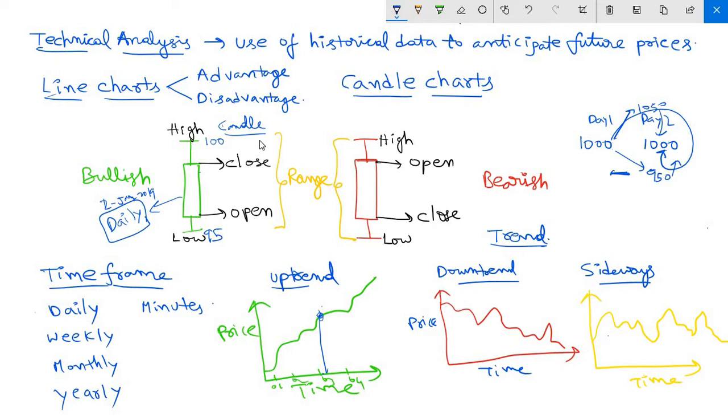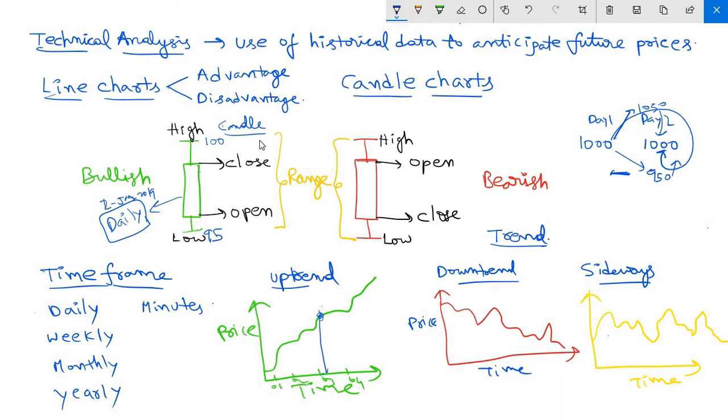Now, if it is a bullish candle, that is, if it is green in color, that means that at the end of this particular day, the close was higher than the open. Close means where the stock price ended on that particular day. That is the only information we had in the line chart. So if close is greater than open, that is called a bullish candle. Whenever close is less than open, we call it a bearish candle or a red candle. The colors can be different, but mostly this is what is used.